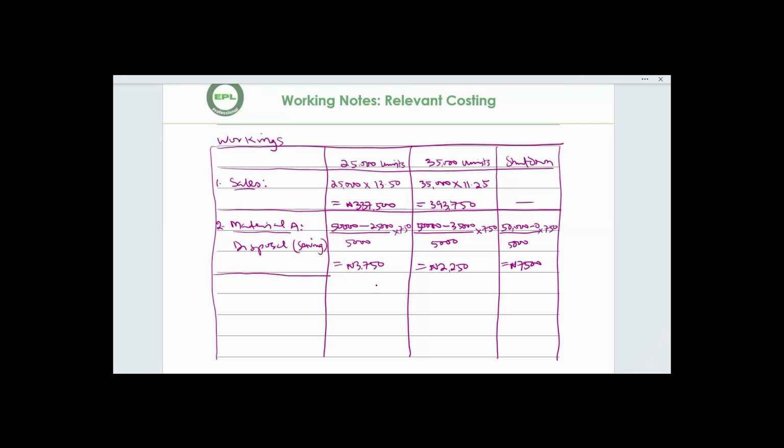I've treated that information. Please, why are you dividing by 5,000? It is in the question. The examiner has already told you that for every 5,000 units that you have, it can be sold at 750 naira. So that's why you divide it by 5,000 kilograms.